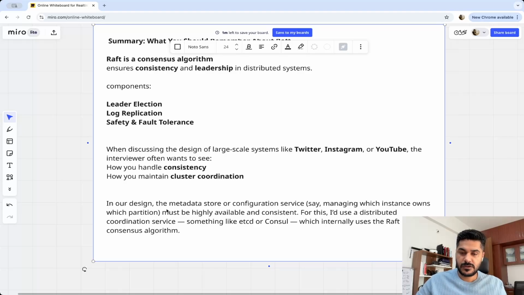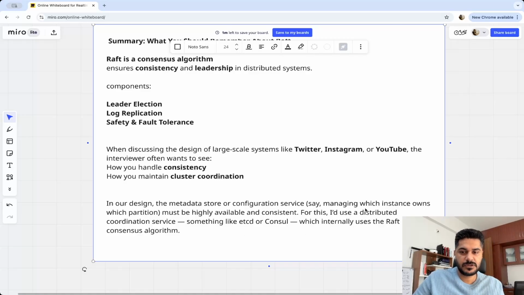That is where, in your design, let's suppose you have a metadata store or a configuration service, for example, where you are managing which instance owns which partition. I'll give the example there. So just think of, out of all these instances, if you're talking about a metadata store, which instance is in which partition, right? And these things you have to talk about, like I said, highly available but highly consistent as well, not eventually consistent, highly consistent, right?